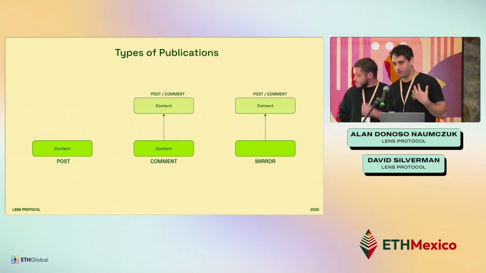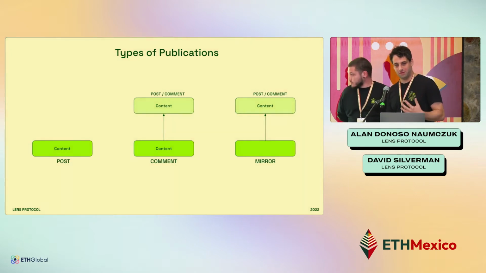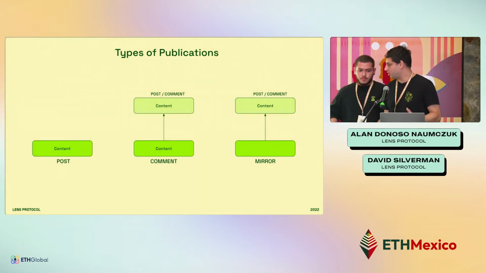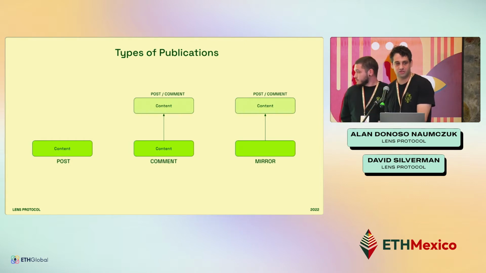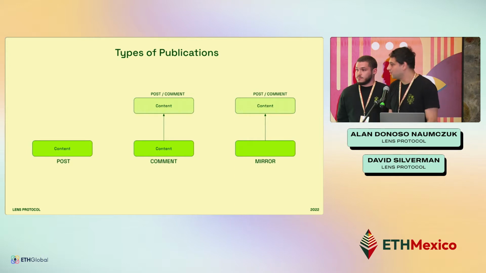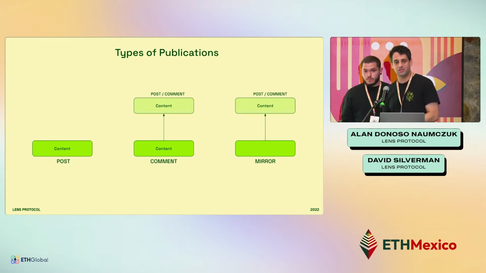So as Alan was saying, when you post to your profile, there's 3 different types of publications. There is the simple post, the comment, and the mirror. The post itself is just content. This can be of any content type: text, image, video, anything. The comment has content as well, but it also has a reference to another publication. Again, the content can be anything. And lastly, there's the mirror. The mirror is simply a reference. A mirror is a repost, similar to a retweet.